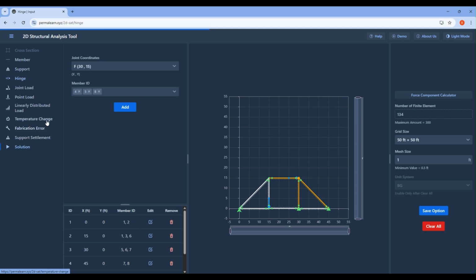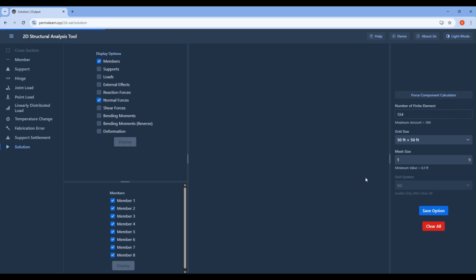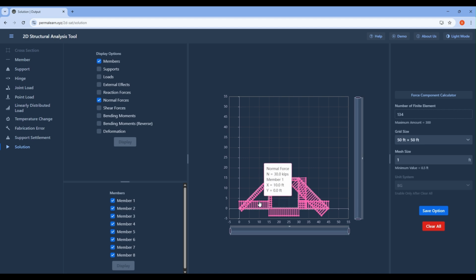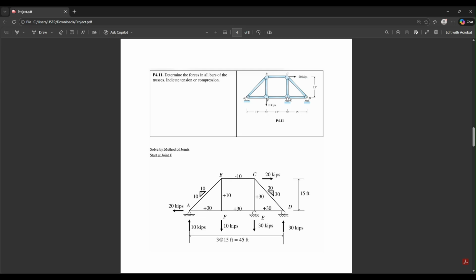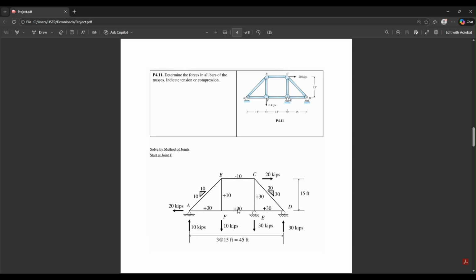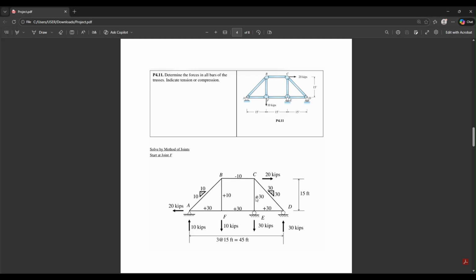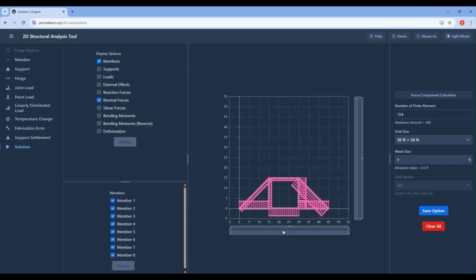And now let's jump to the solution back and show the normal diagram. As you can see here, AF here is 30 kip, and this one is also 30 kip, and this one is also 30 kip. This F here is 30 kip, and this is 10. 30 kip, 10, and BC is negative 10.